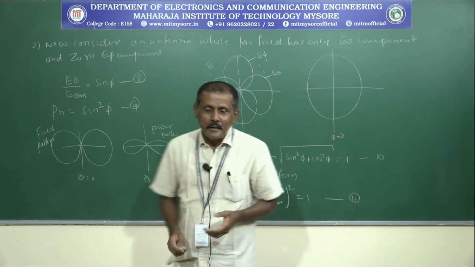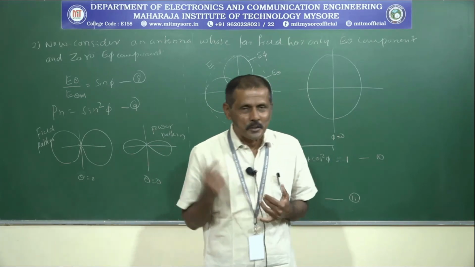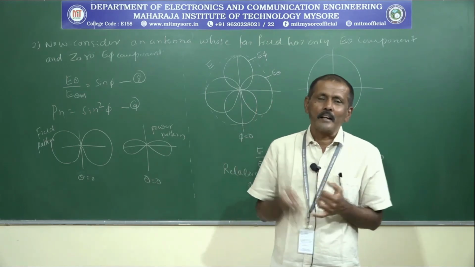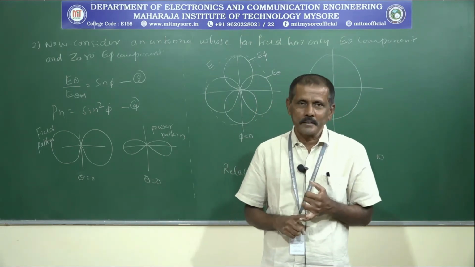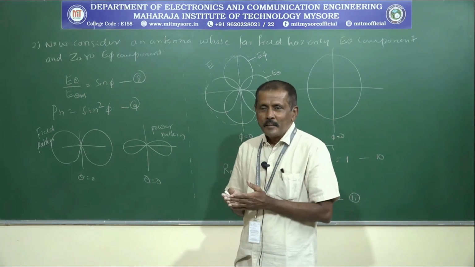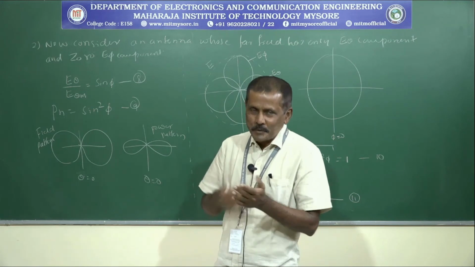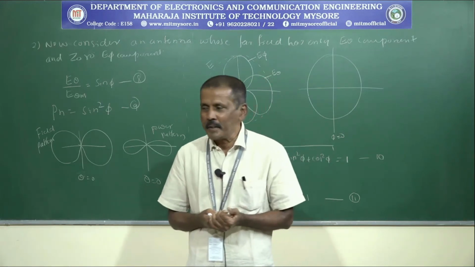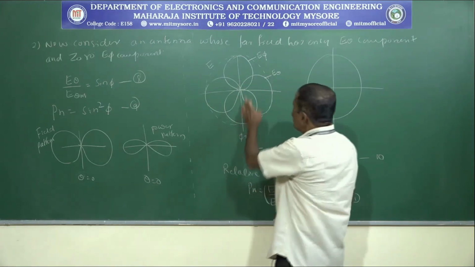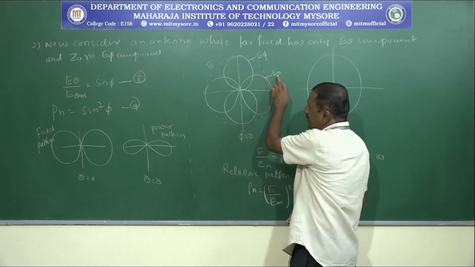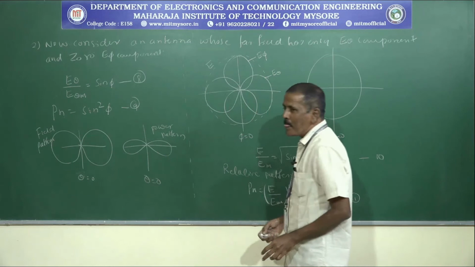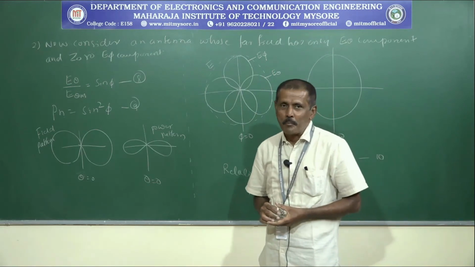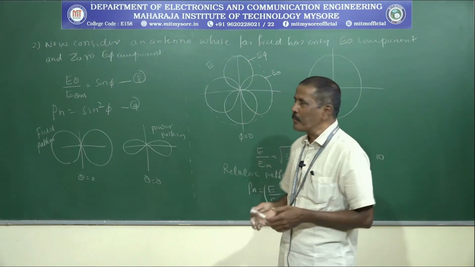Now we have studied two separate cases where the far field contains only the E phi component and the far field contains only the E theta component. Now we will combine both the things, that is to say the far field contains both the E theta component and the E phi component. So this is the field due to the E theta component, as you can observe here, and in the previous case, this is the pattern you get when only the E phi component is present. Now both E theta and E phi components are present.